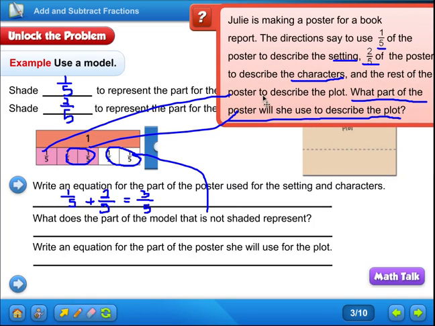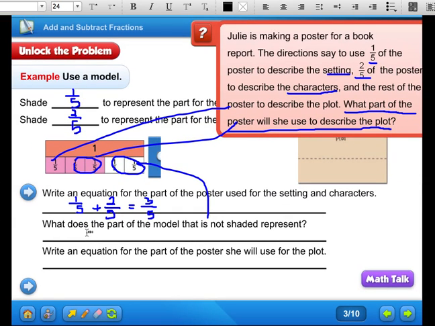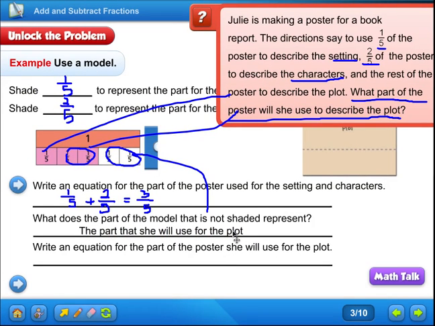The rest of the poster to describe the plot. So the rest of the poster she will use for the plot. So I'm just going to write, let me type it. It'll be so much easier, maybe. The part that she will use for the plot. All right. Perfect. Now it says, write an equation for the part of the poster she will use for the plot.